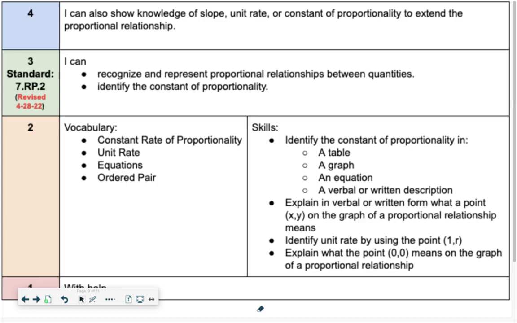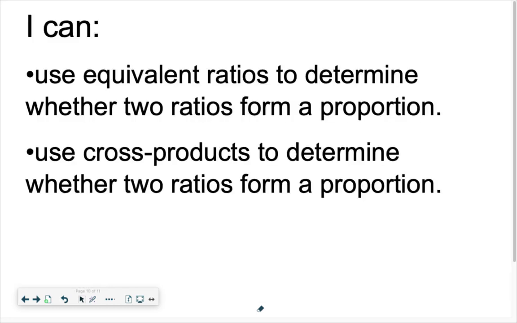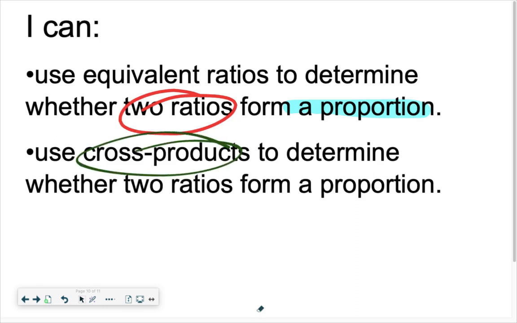Here we go. Again, talking about our standard, focusing here in this lesson on 7RP2, where we're talking about recognizing and using proportional relationships. That's what we're going to talk about. To recognize whether they form a proportion, whether we're using equivalent ratios, or if we're using a cross product, whichever way we want to do that. There are 2 different methods. You need to show the work.